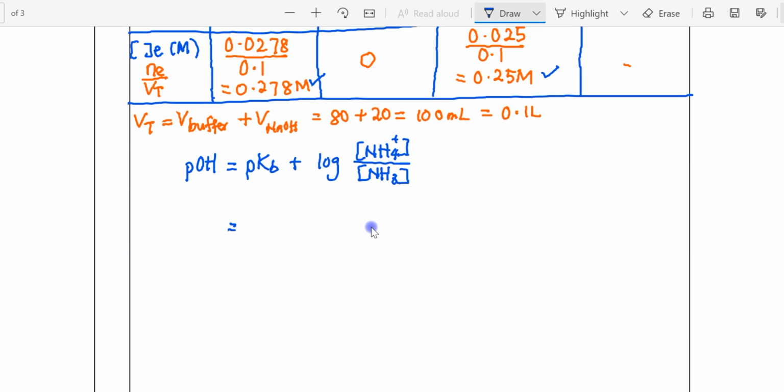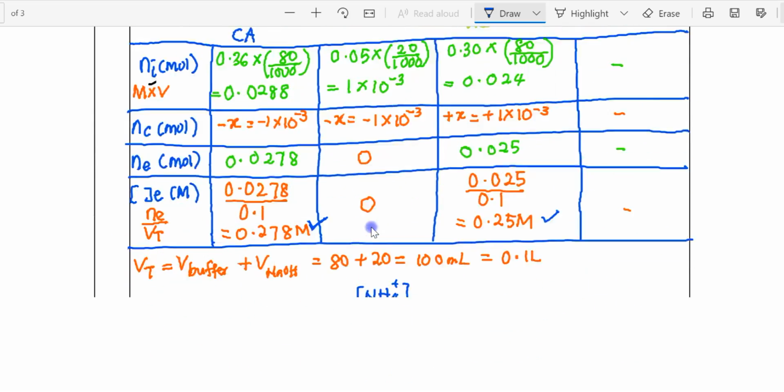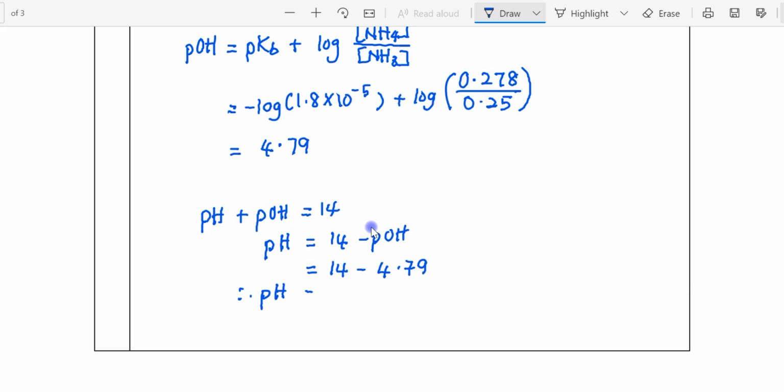Alright, so now substitute the value. For the concentration of the conjugate acid, we have to refer to the concentration at equilibrium. So substitute. When you calculate, suppose you get the answer for pOH here is 4.79. Since the question asked here is about the pH, the next step is to calculate the pH by using this formula. And the value of pH is 9.21.